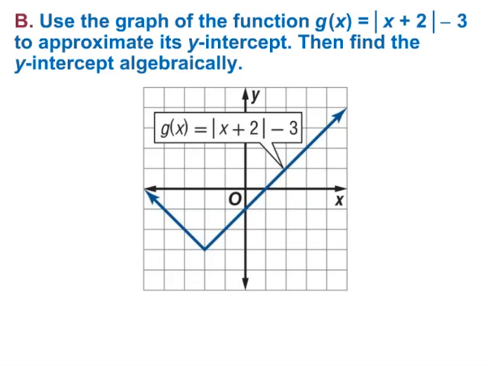Use the graph of the function to find the y-intercept. Where's the y-intercept at? -1. Okay, so how am I going to write that? (0, -1), because that's what this point is. So next, all I've got to do is plug in 0. I get 2 minus 3, which is -1, checks.